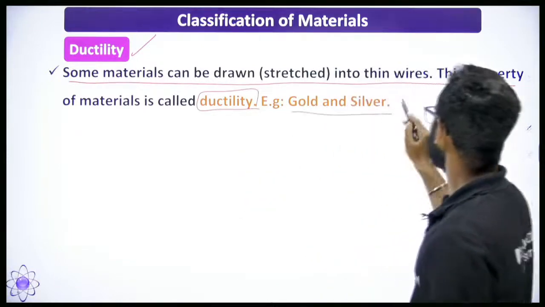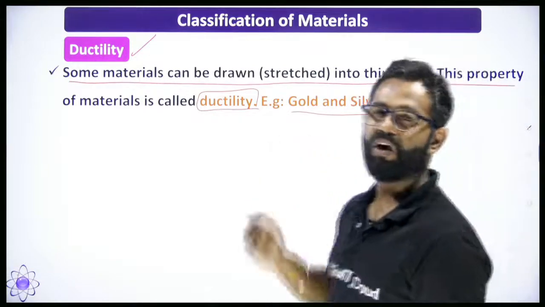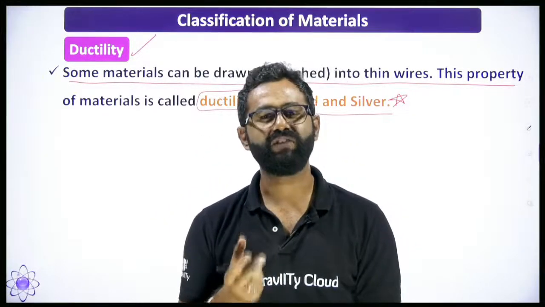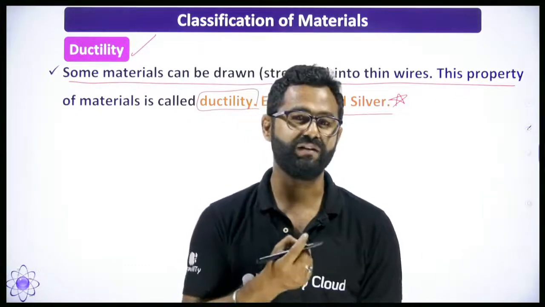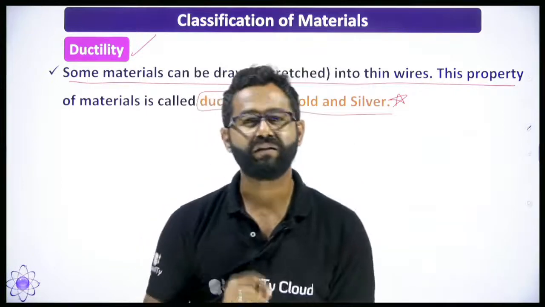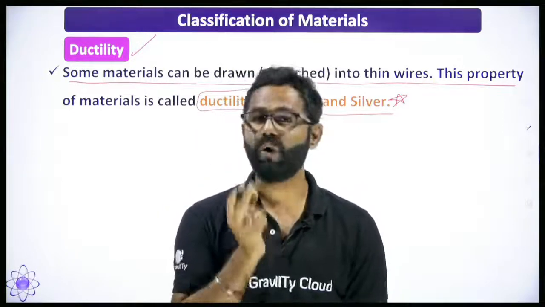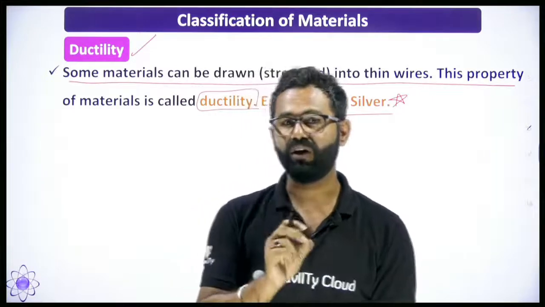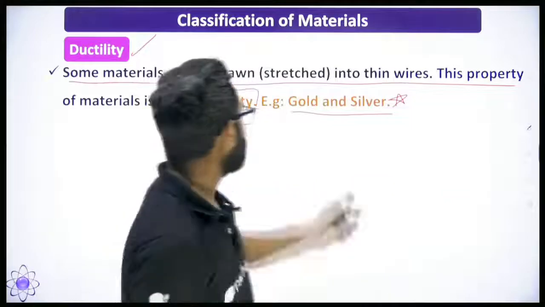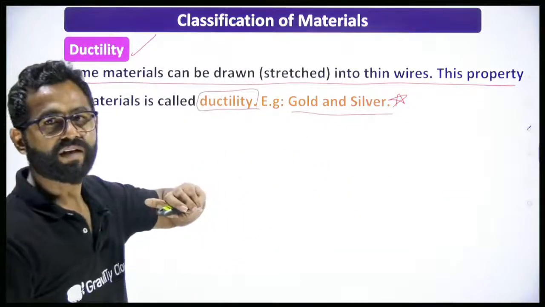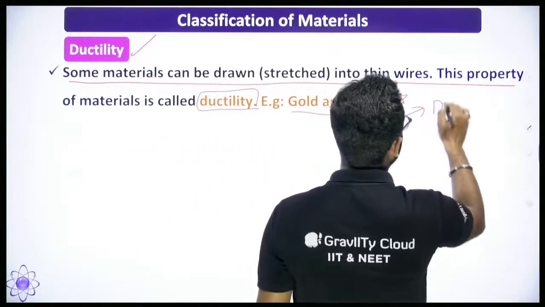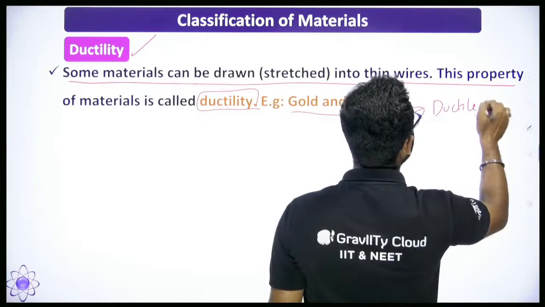For example, gold and silver. You would have seen that people wear gold chains or silver chains. The silver chain is so thin in nature. The thickness of a silver chain is very less. How? Because of the property of ductility. Gold can be converted into thin wires. Silver can be converted into thin wires. That's why they are ductile in nature.